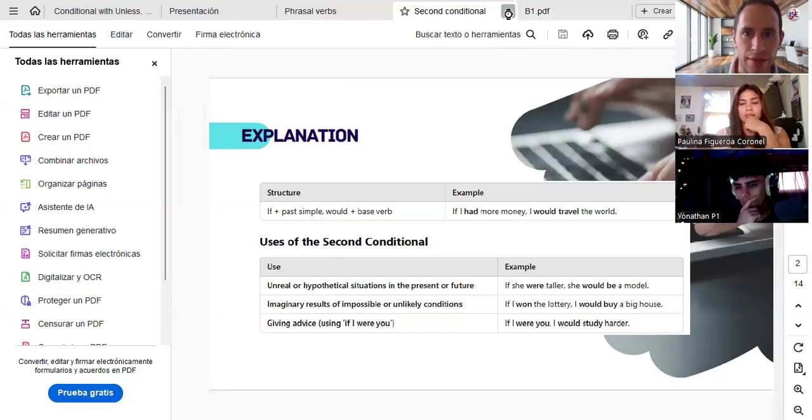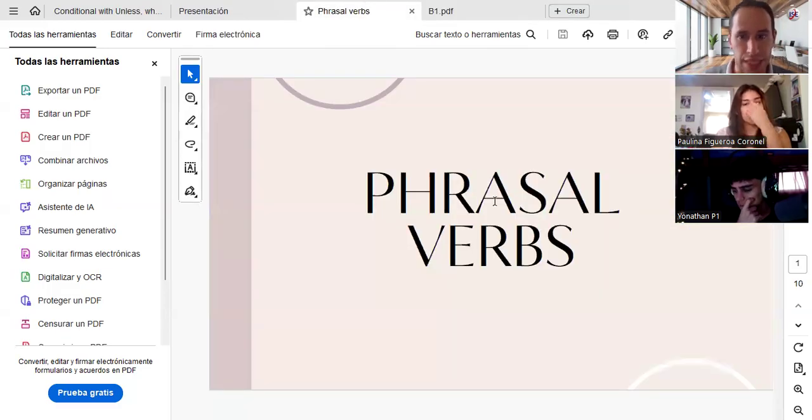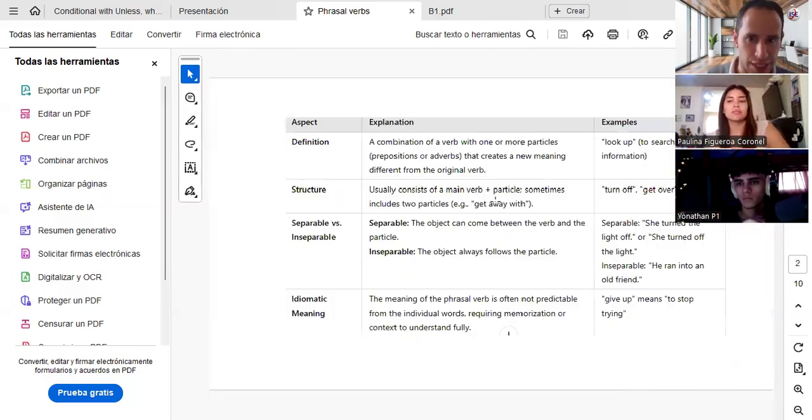Well done. The other topic we started studying yesterday was phrasal verbs. So remember, there are no rules for phrasal verbs. We need to learn their meaning. Phrasal verbs are a combination of a verb with one or more particles, prepositions or adverbs, that creates a new meaning different from the original one. So the meaning changes completely, right? Here we have some examples. Look up, to research for information. Turn off or turn on, as you know, Jonathan and Paulina, apagar, turn off, encender, turn on.